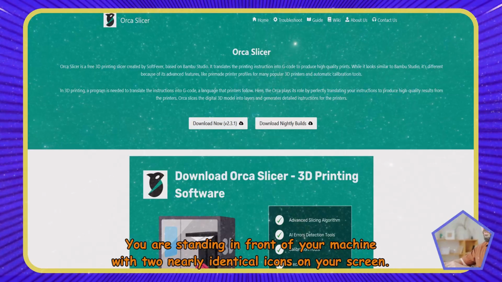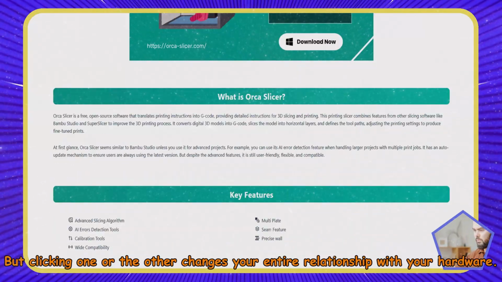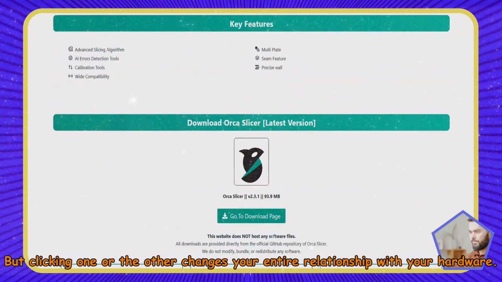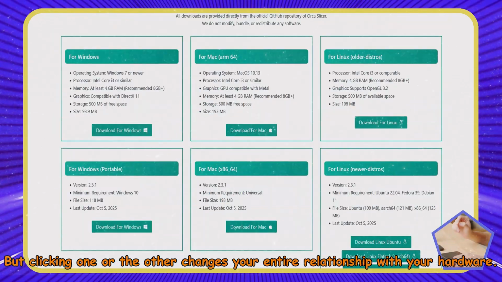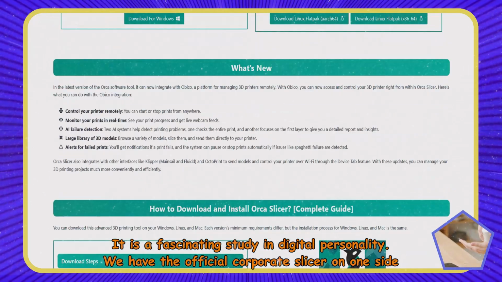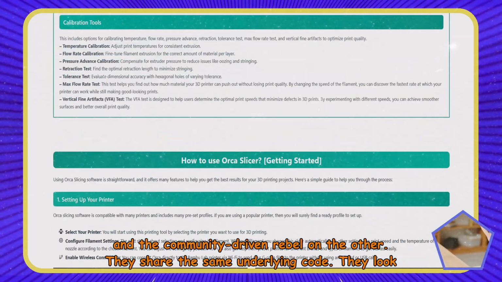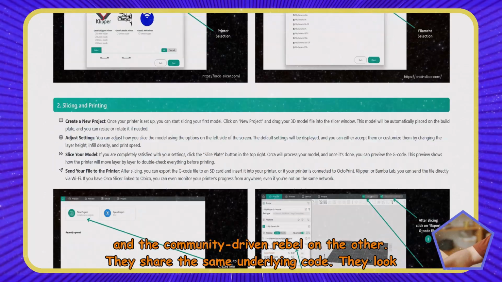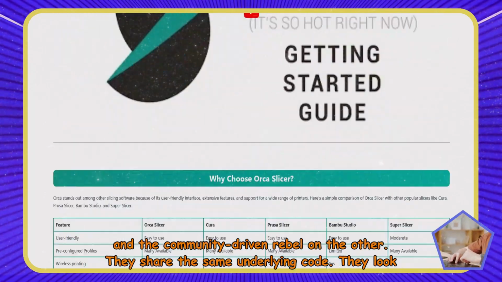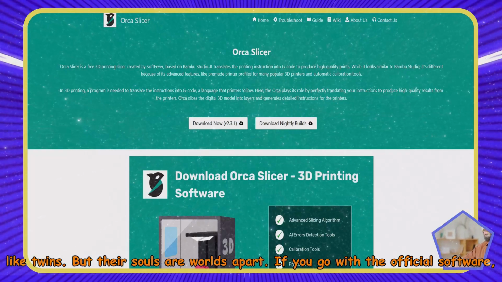You are standing in front of your machine with two nearly identical icons on your screen, but clicking one or the other changes your entire relationship with your hardware. It is a fascinating study in digital personality. We have the official corporate slicer on one side and the community-driven rebel on the other. They share the same underlying code. They look like twins, but their souls are worlds apart.